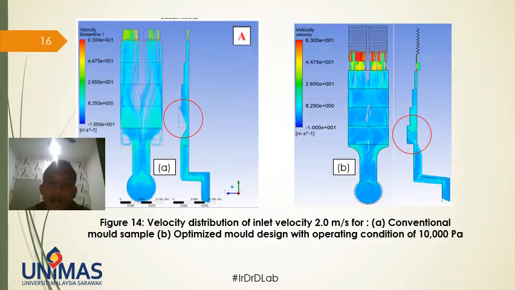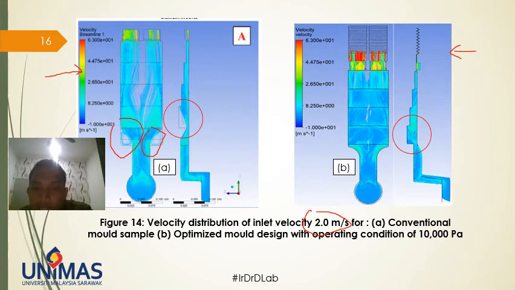Next is the comparison between the machine parametric value provided by Kyokuto Diecast, which is an inlet velocity of 2 meters per second for the sample mold, and the modified parametric value towards the optimized mold design. As we can see here, the velocity distribution inside the sample mold shows formation of vortex. You can see here the formation of vortex. This formation of vortex will produce air porosity.